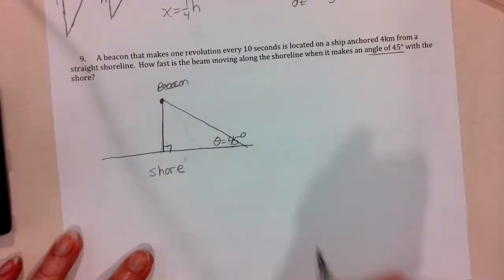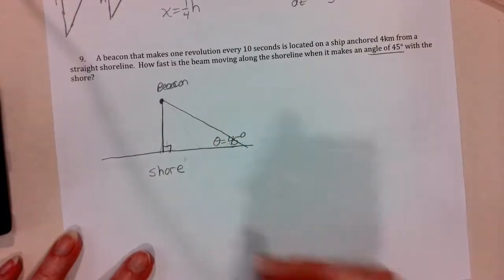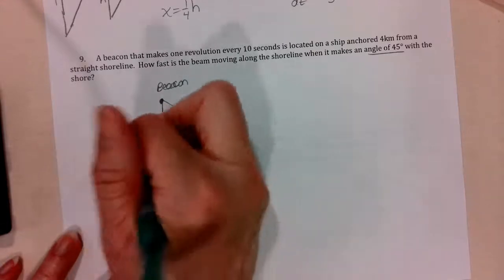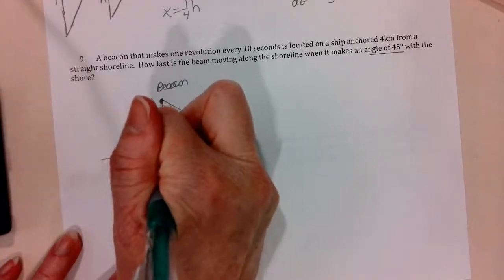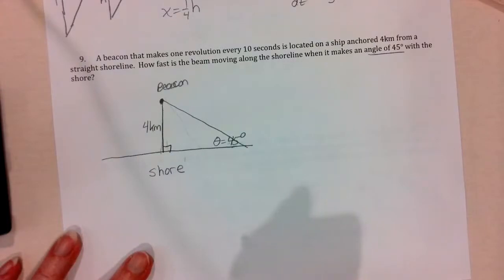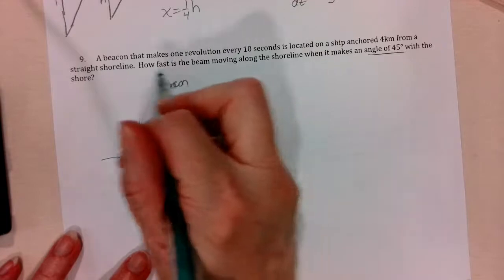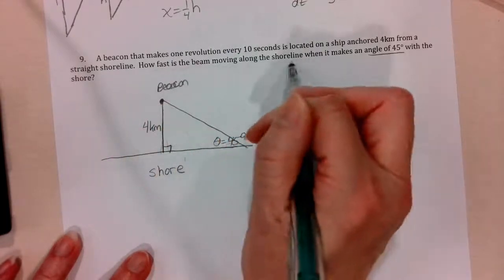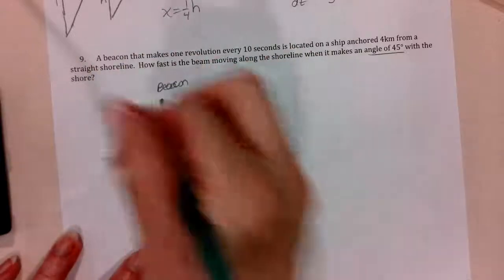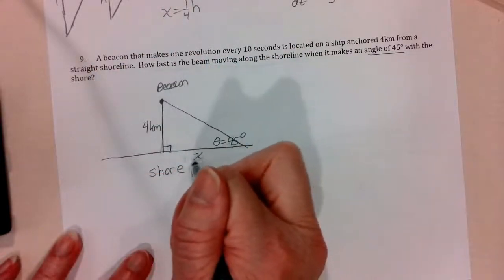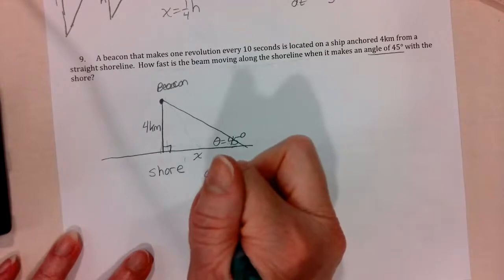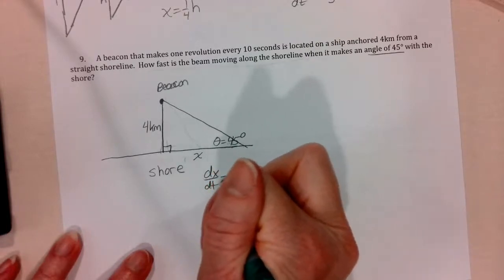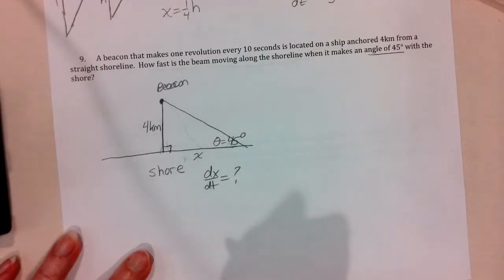So we say theta equals 45. You're fixed on the ship away from the shoreline at 4 kilometers. So that's a fixed length. What are we looking for? How fast is the beam moving along the shoreline? Well, the beam, depending on the rotation, goes either this way or this way, but this is the distance along the shoreline here, x. I'm looking for how fast it changes. That's going to be dx/dt.